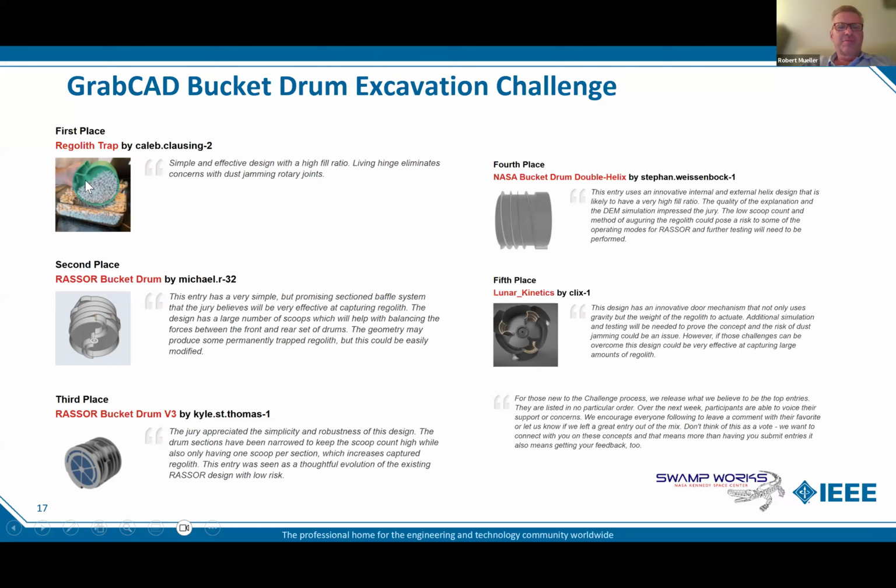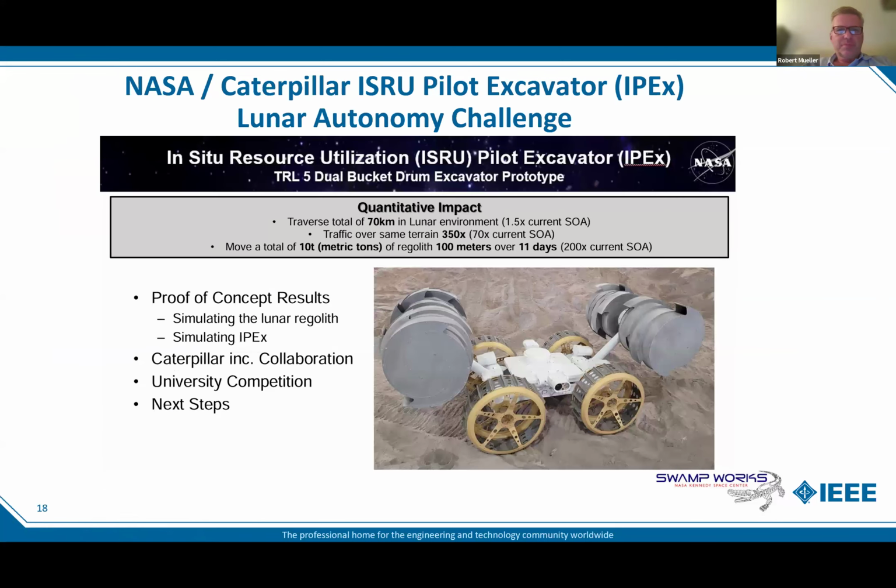Our design doesn't have any moving parts at all inside the bucket drum, but this does have a moving part. So now it becomes a trade on capacity versus reliability of that moving part. But you could argue this is a very good design, and we have seriously considered it for the lunar versions of Razor, which I'll get into in a minute. So I would say we had a good experience with the GrabCAD Bucket Drum Excavation Challenge because it was crowdsourcing. We had good response, and we had some very interesting ideas. It caused us to think about our design and see if we could improve it.